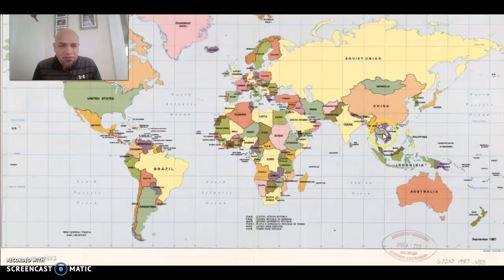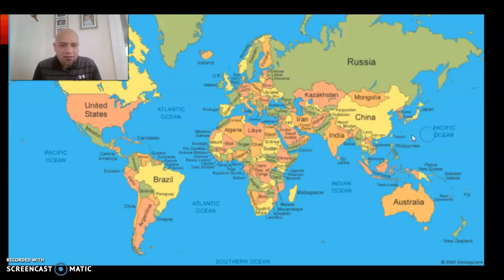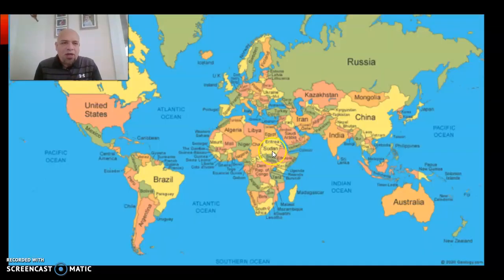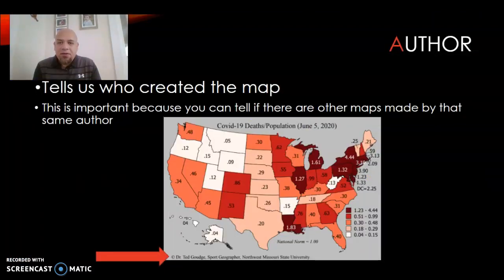Here's another example right here, the country of Sudan. Look at the country of Sudan back in 1987. Look at the country of Sudan today. I know it's hard to see, but right here you've got Sudan, and right here you have a country called South Sudan. What happened is the country of Sudan had a civil war, and it split into two, Sudan and South Sudan. So you can see why it's important to look at the date. The D stands for the word date, right? We have to look at the date.